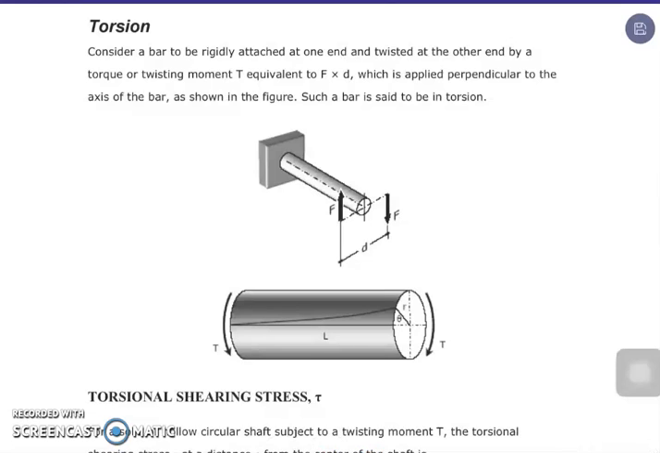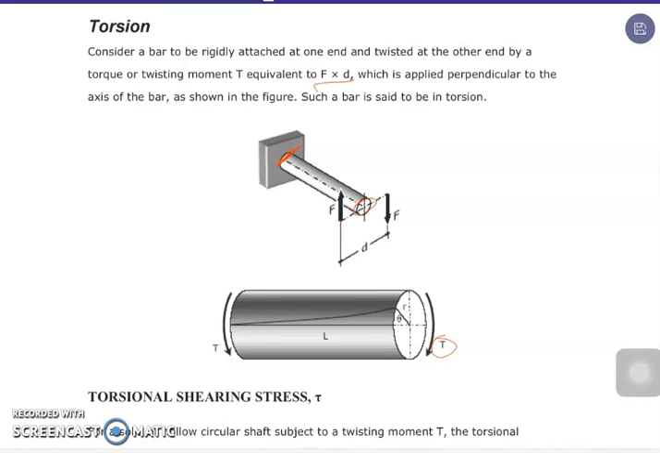Okay, our discussion is on torsion. So we consider this bar that is attached at one end and is twisted on the other end by a torque or a twisting moment denoted by T, and this T is equal to force times distance. So this is applied perpendicular to the axis of the bar.